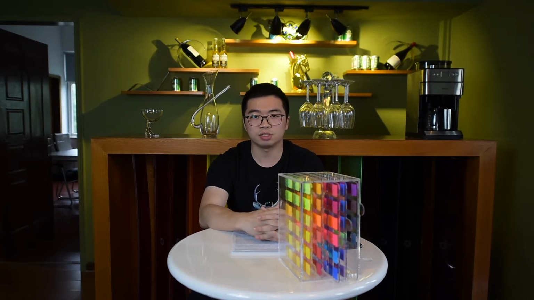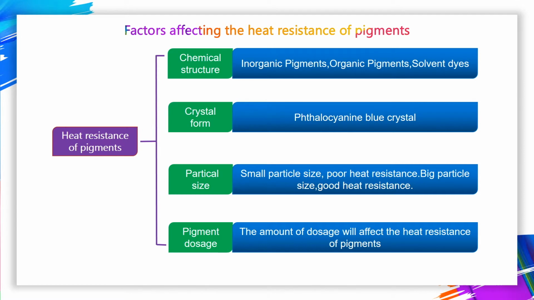The heat resistance is related to the chemical structure. Generally speaking, inorganic pigments are metal oxides and metal salts, which are the reaction products of high temperature calcination, with the calcining temperature up to 700 degrees. Therefore, the heat resistance of inorganic pigments is much higher.